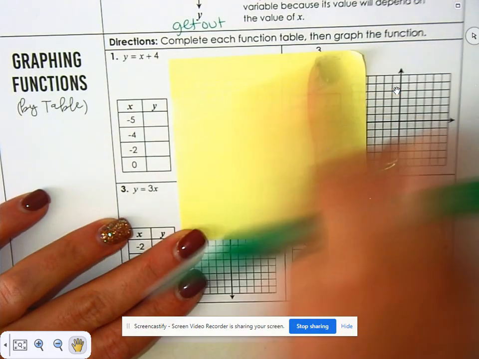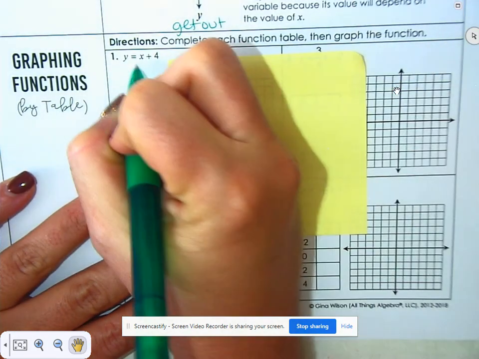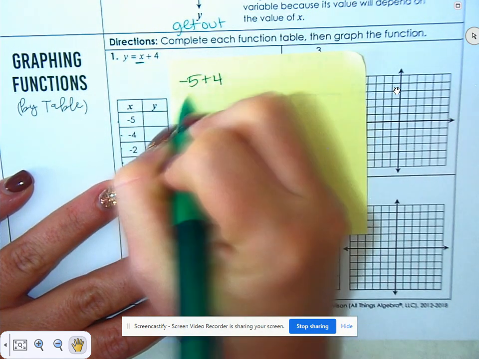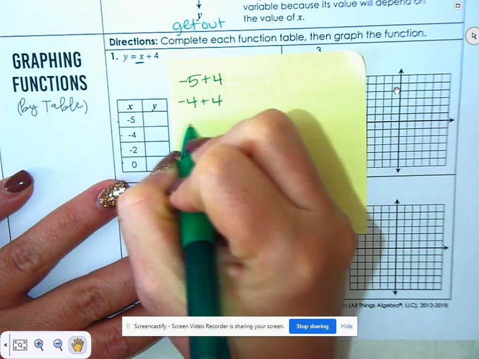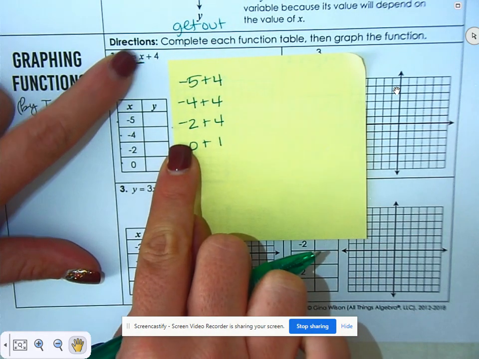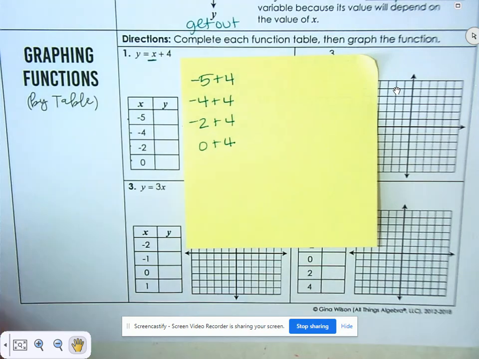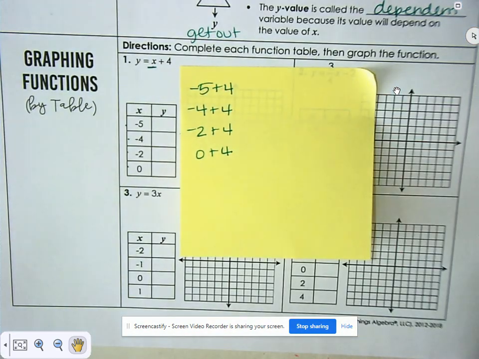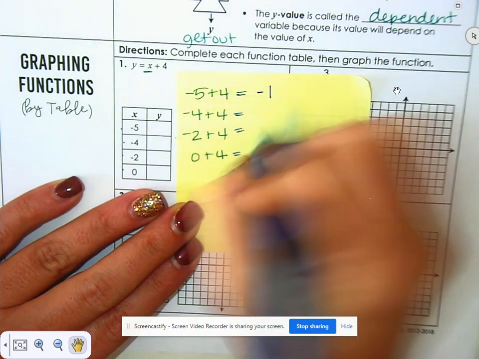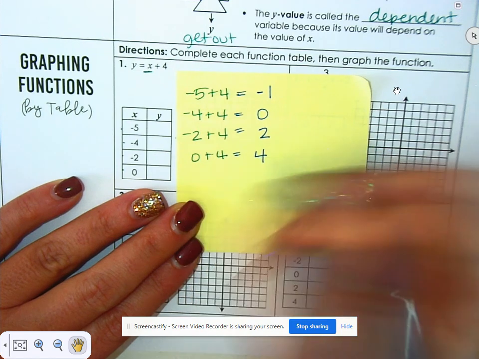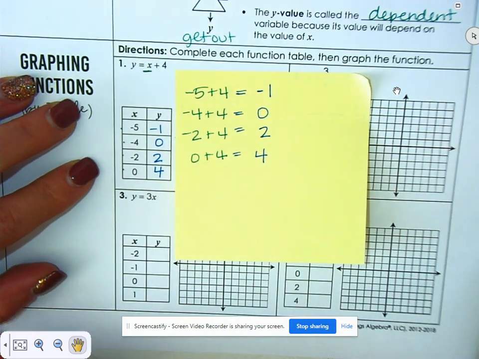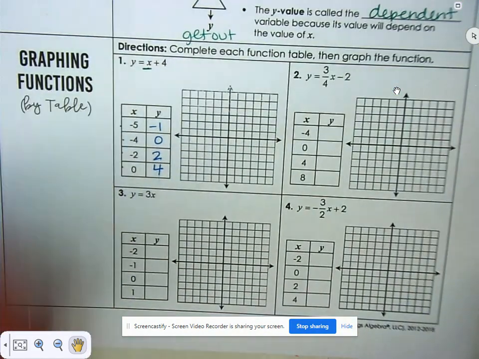All right, but all we're really doing here, y'all, is I'm going to start with -5, and I'm going to plug every number I see here in for x. So -5 plus 4, -4 plus 4, -2 plus 4, and 0 plus 4. So notice the x got replaced with my x numbers, and the plus 4 stayed. That's a 4. And then I'm going to simplify. That would be -1, 0, 2, and 4. So then that's what goes in our chart.